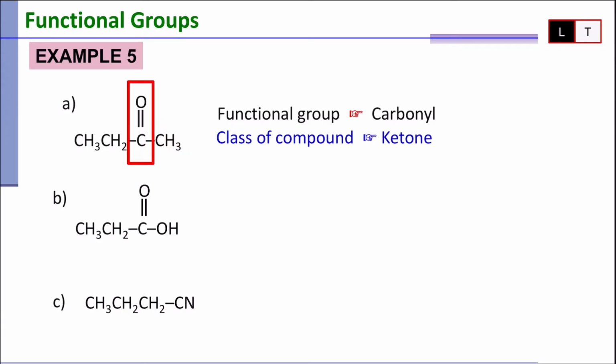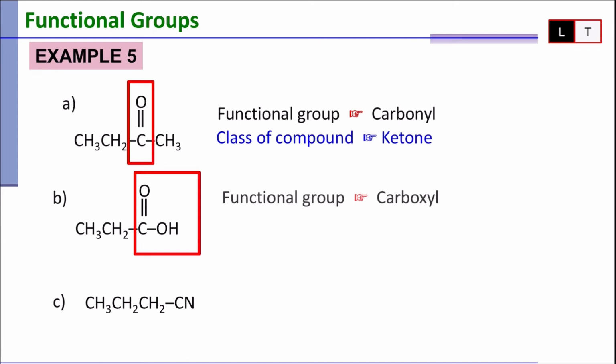Next, we have B. The biggest functional group yang awak boleh jumpa adalah C double bond O OH. Awak tak boleh bulat dua functional group, satu OH, satu lagi C double bond O. No, you have to find out the biggest one that you can get. So the biggest one is COOH. Okay, so this is the functional group for carboxyl, and the class of compound is carboxylic acid.